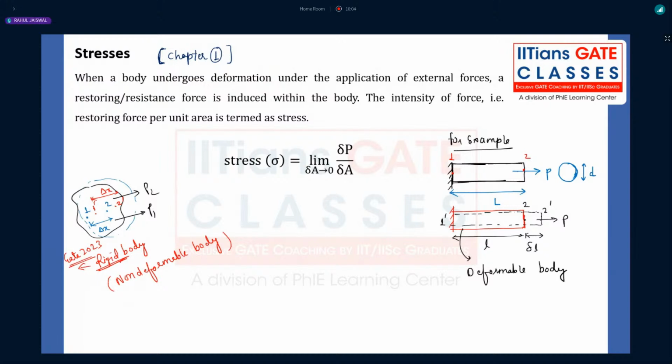Now, based on this example number 1, which I have taken, I will show the free body diagram, and how the internal resistant forces will be developed, the meaning of the restoring force or resistant forces.